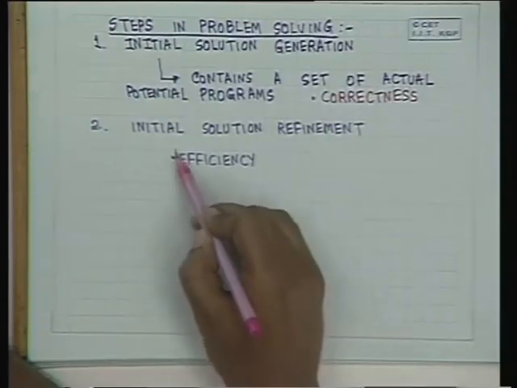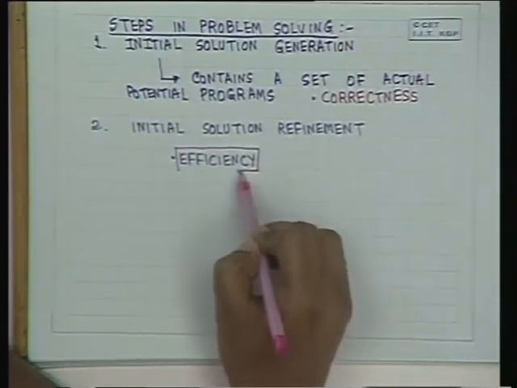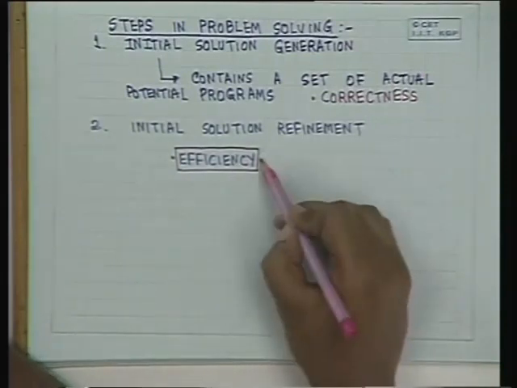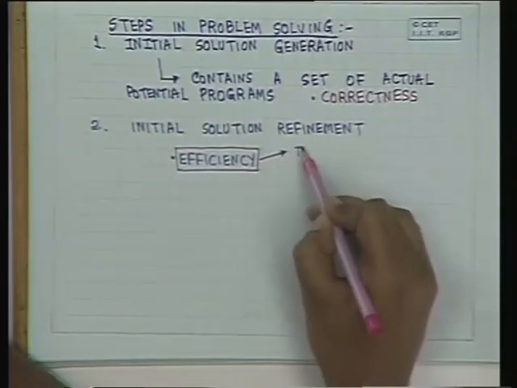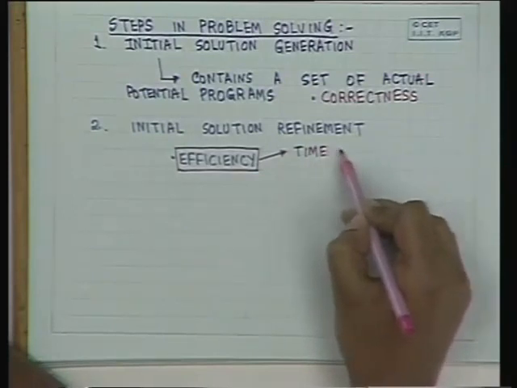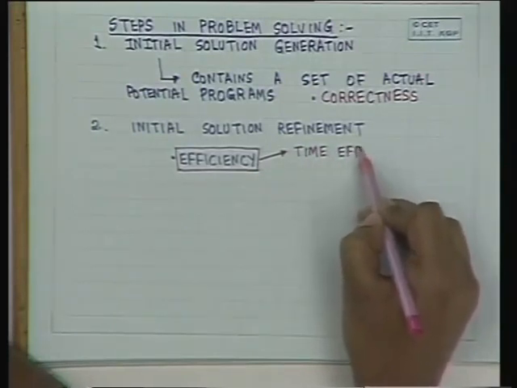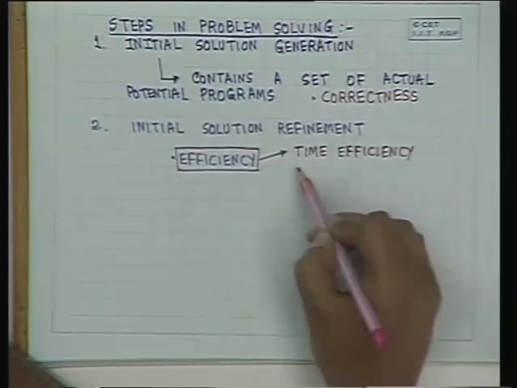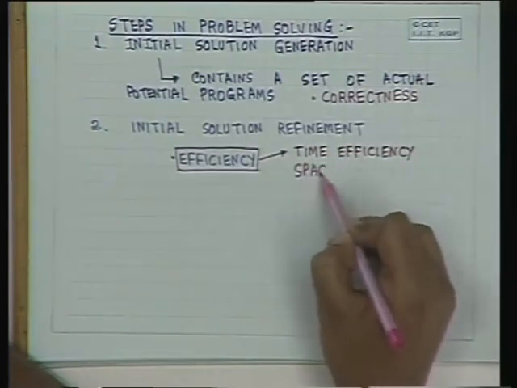And the main issue in refinement is efficiency. Efficiency means two things. One is time efficiency, and the second is space efficiency.